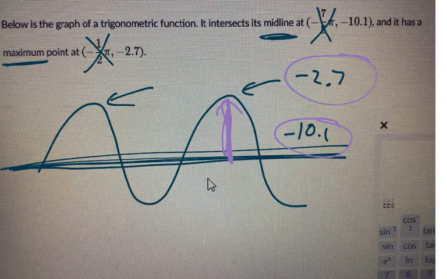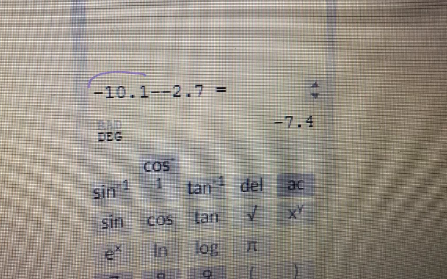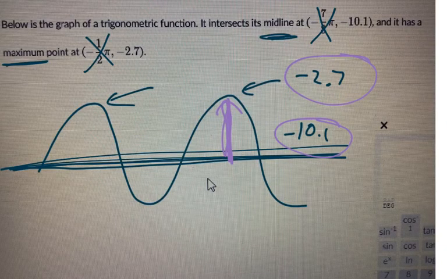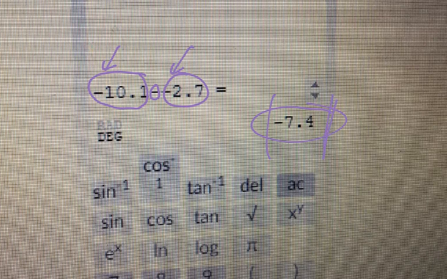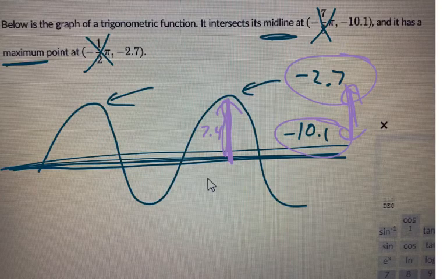So guys, how do I find the amplitude, which goes from the middle up to the peak of the wave? All I have to do is subtract these, right? So that's what I did. Negative 10.1 minus negative 2.7. Watch your negatives. They belong, guys. Now notice I got a negative value. That's because I subtracted these backwards. No big deal. All we have to do is take the absolute value. So we're going to take the absolute value. The amplitude, guys, is 7.4. The amplitude is 7.4.